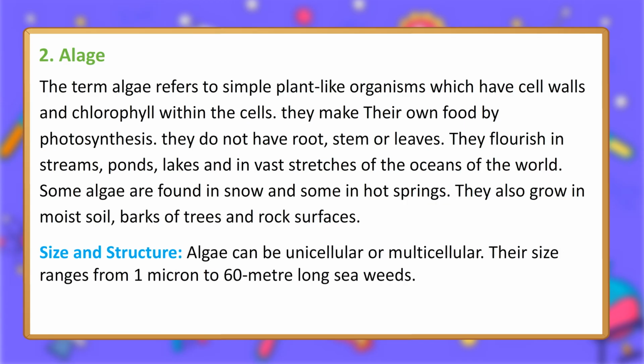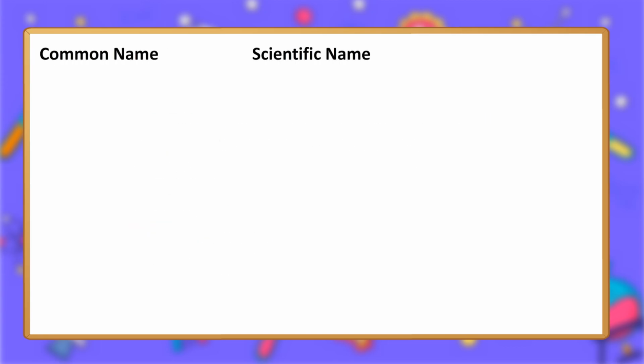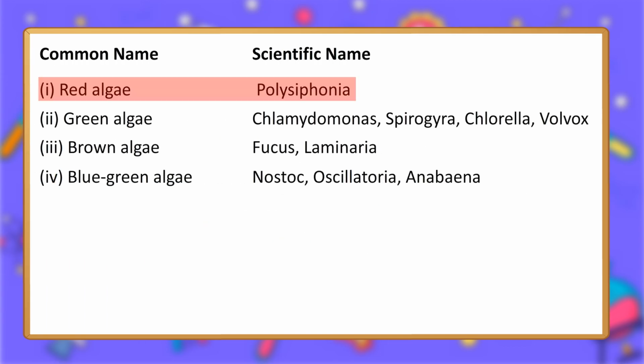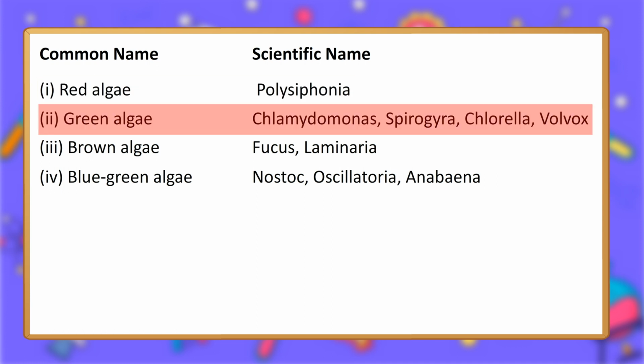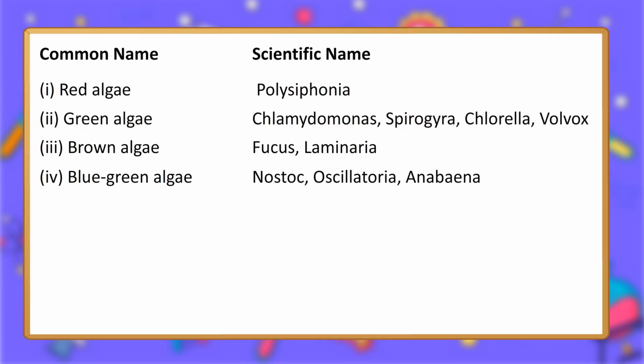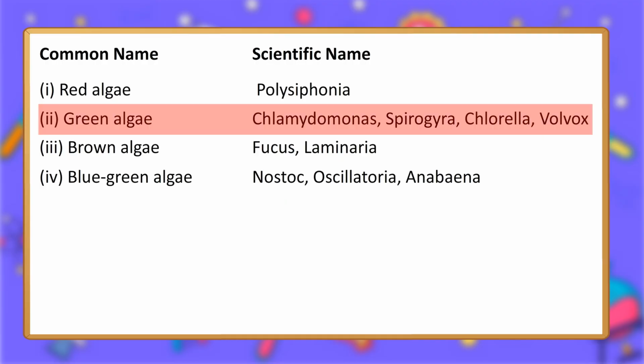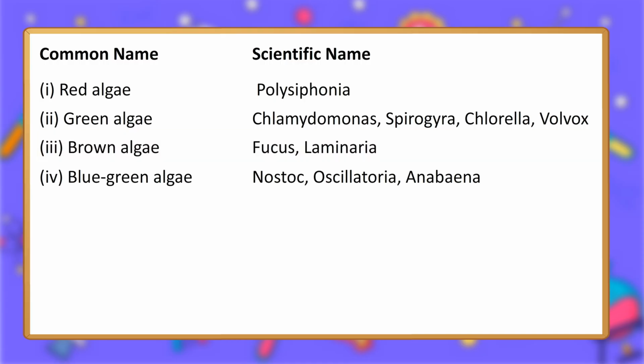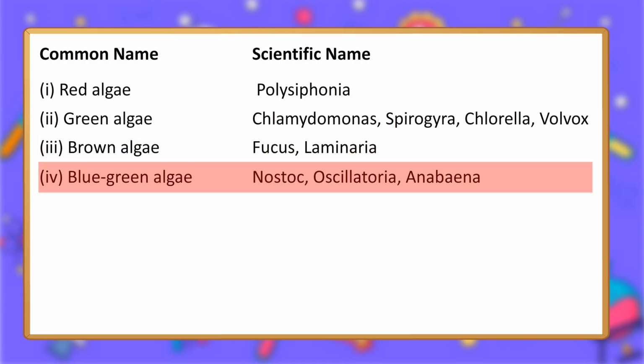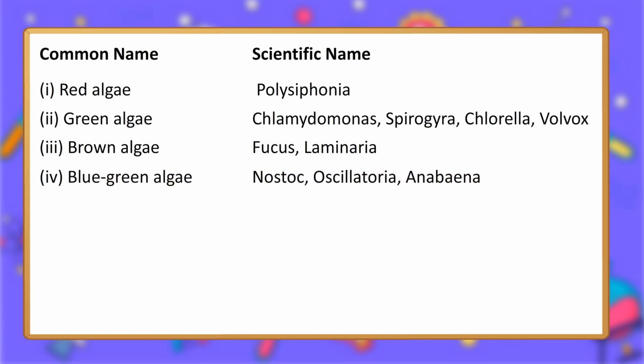Size and structure. Algae can be unicellular or multicellular. Their size ranges from 1 micron to 60-meter long seaweeds. There are 4 main kinds of algae. Common name, scientific name. 1. Red algae, Polysiphonia. 2. Green algae, Chlamydomonas, Spirogyra, Chlorella, Volvox. 3. Brown algae, Fucus, Laminaria. 4. Blue-green algae, Nostoc, Oscillatoria, Anabaena.